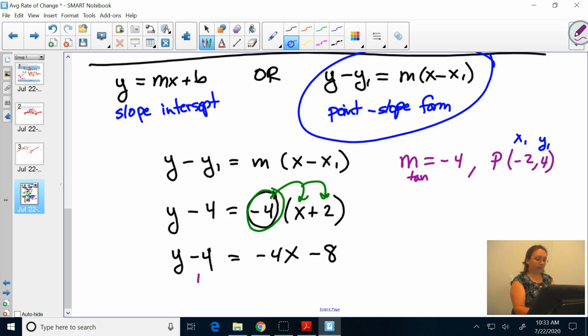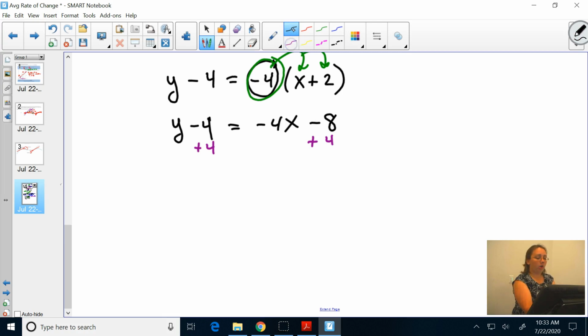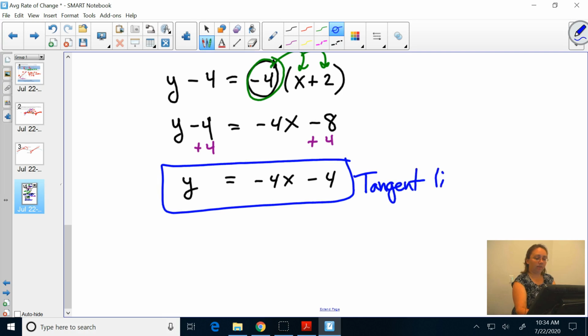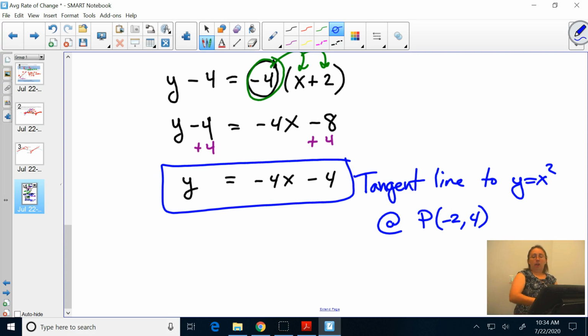Almost done. We just bring our 4 around. We get the y by itself. Traditionally, when we write a straight line, we like to leave it in the slope-intercept form. So we combine, we get this one right here. What is this? This is our tangent line to y equals x squared at a particular point on the curve, -2, 4. If you change points on your curve, you will get a different tangent line. So it's very important that you use the right point to find the right line.